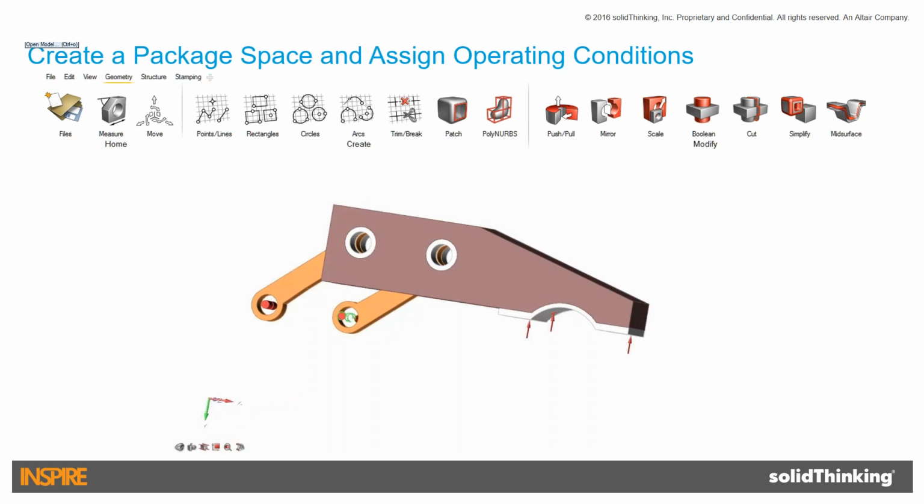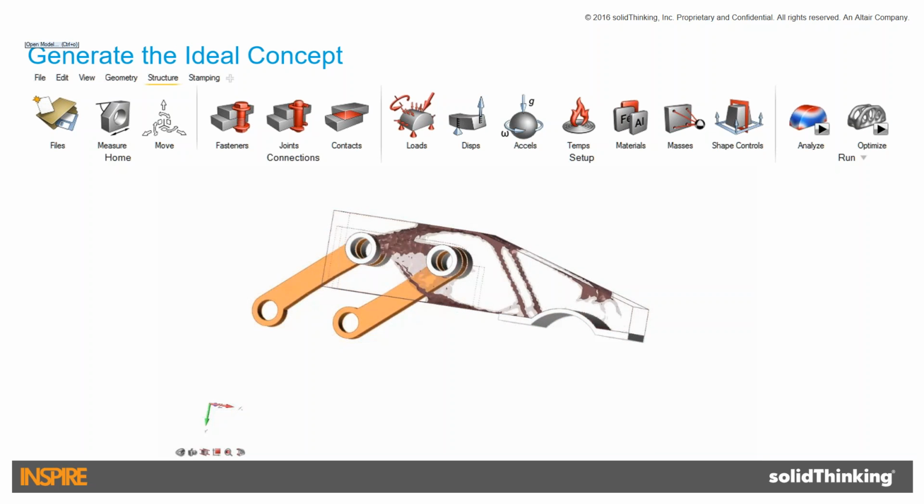You apply your load cases and you specify how it's connected to the other components, and Inspire is going to generate an optimized shape for you. So in this image here, you can see Inspire has removed material where it doesn't need it, but has kept the components or the structure that's required to support the forces that were defined.